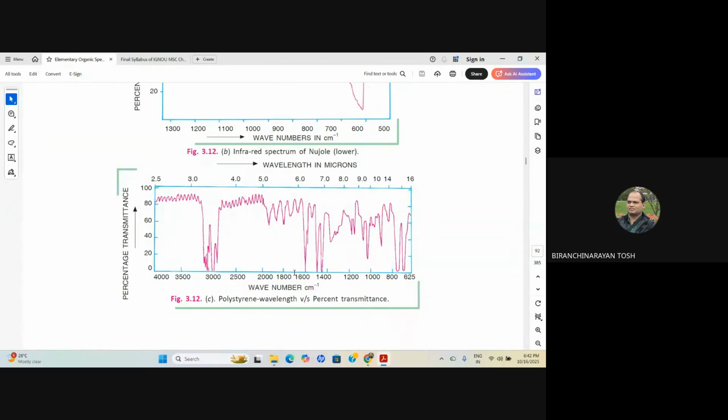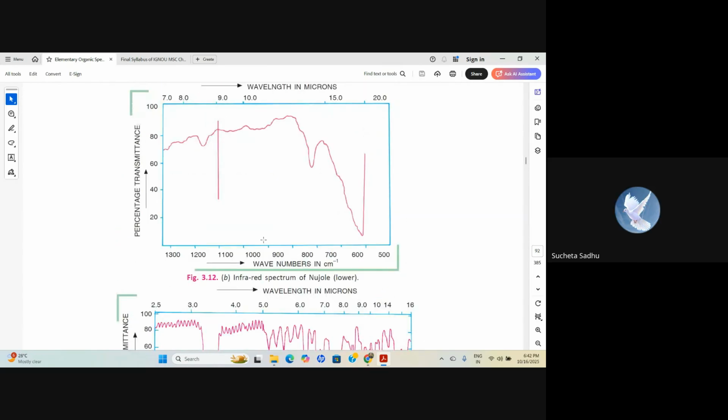The fingerprint region is from 1800 to 800. Above 1800, we are not getting anything. Only this peak around 2900, which is due to CH2 methylene group or methyl group CH stretching. And if OH or NH is there, in case of alcohol or water, that OH stretching will come around 3400 to 3500. Here we will get a broad peak. Here it is not showing.